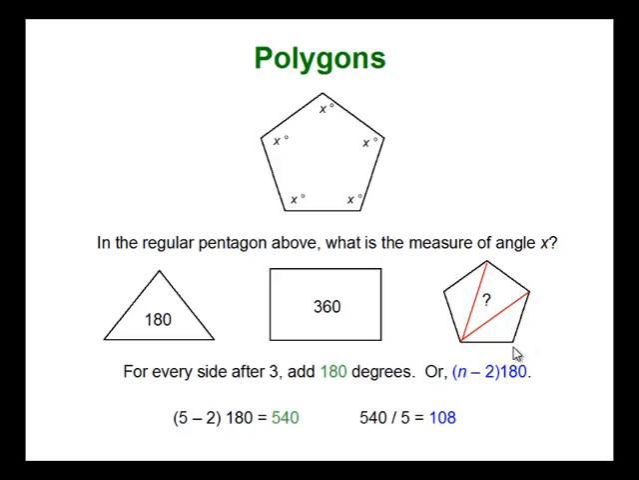If you ever forget the n minus 2 part of this formula, draw a quick test case. So 5 sides, you can draw 3 triangles. A 6-sided figure can be split into 4 triangles, and that's where this rule comes from: 180 times the number of triangles.